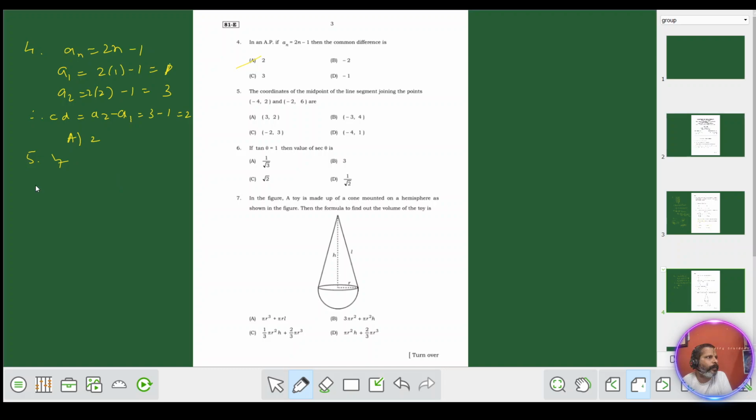So what you have to write is midpoint is equal to x1 plus x2 by 2, y1 plus y2 by 2. That is minus 4 plus minus 2 by 2, 2 plus 6 by 2. Minus 4 minus 2 is minus 6... minus 8 by 2 is minus 4, 2 plus 6 is 8, 8 by 2 is 4.